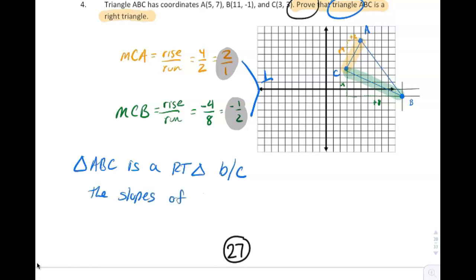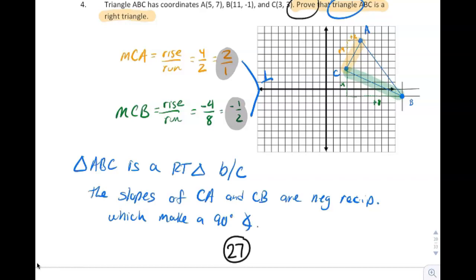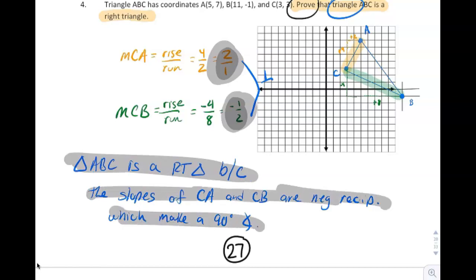the slopes of CA and CB are negative reciprocals, which make a 90-degree angle. And there's a lot of ways you could word that. As long as you have this work here and here, and then you have a concluding statement that says it is a right triangle because, and then something about the slopes being negative reciprocals.